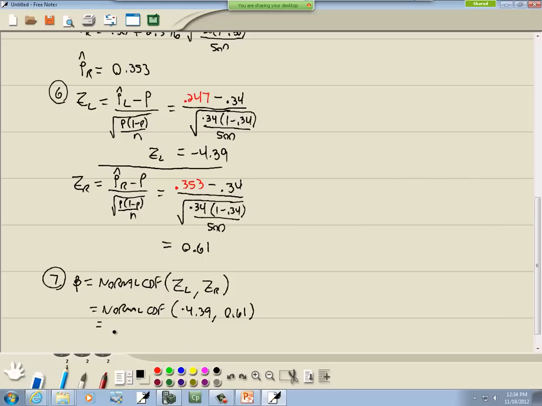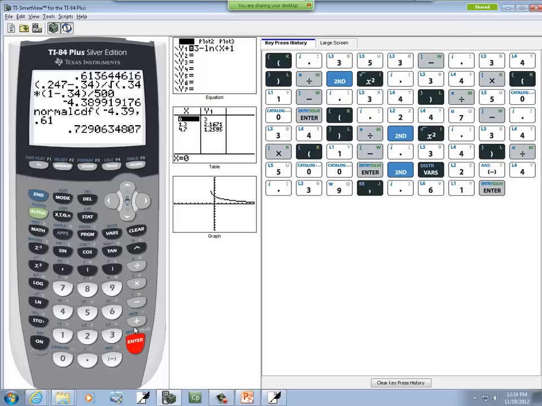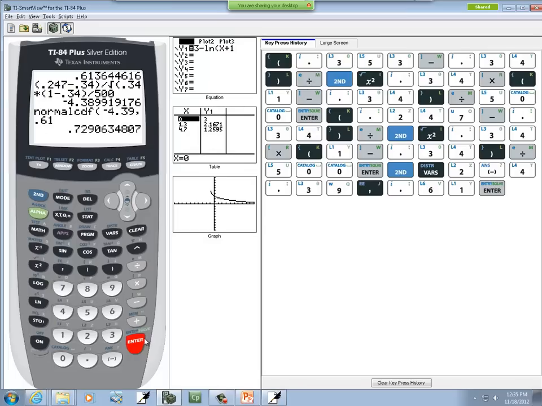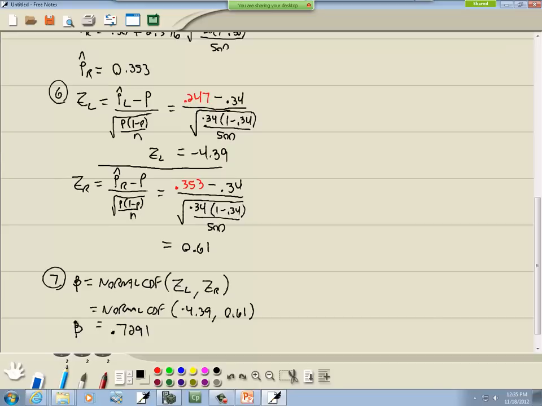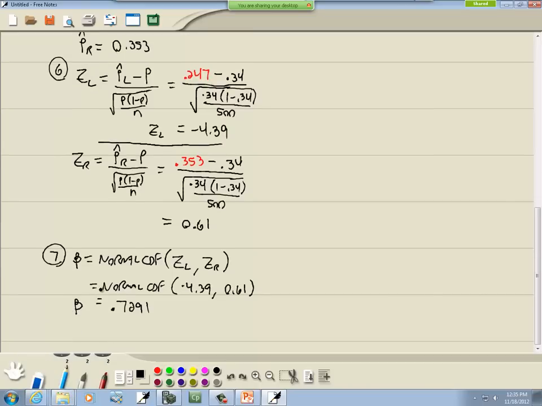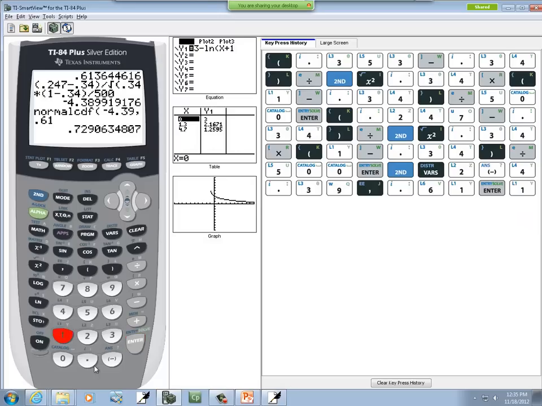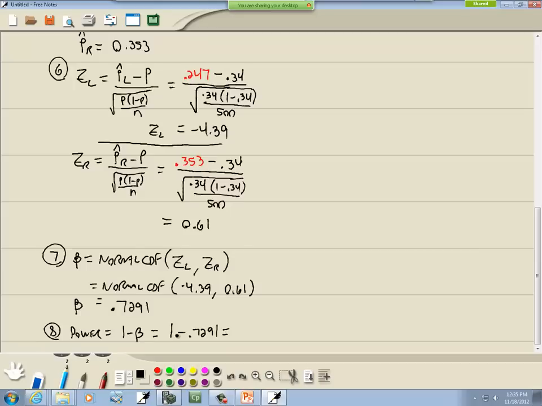And we get 4 decimal places. I probably didn't put that on there, but typically that's what they do. 0.7291. That would be beta. Okay, power of the test. That's equal to 1 minus beta. So we're going to have 1 minus 0.7291. There we go, 0.2709.